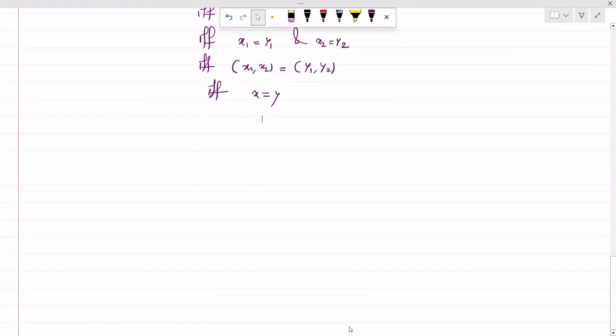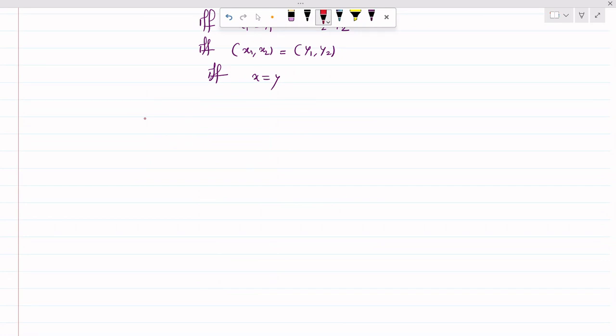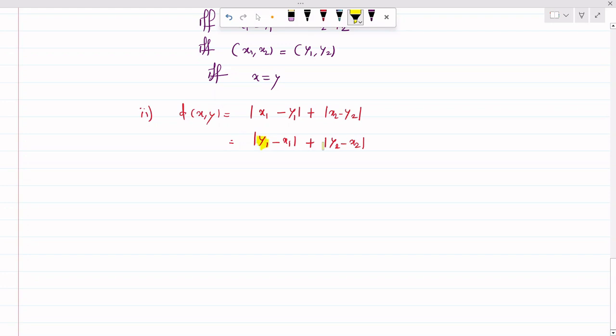Now let's try to establish the second condition of a metric. For that, I will start with d of x comma y. As per the given definition, this is mod of x1 minus y1 plus mod of x2 minus y2. But we know that mod of x1 minus y1 is the same as mod of y1 minus x1, plus mod of y2 minus x2. Now one can observe that y1 y2 are in the first position, and x1 x2 are in the second position. So as per the definition of metric, this is simply d of y comma x, right? So the second property can be proved in this manner very easily.